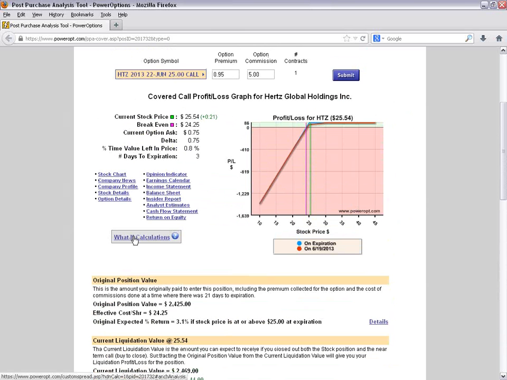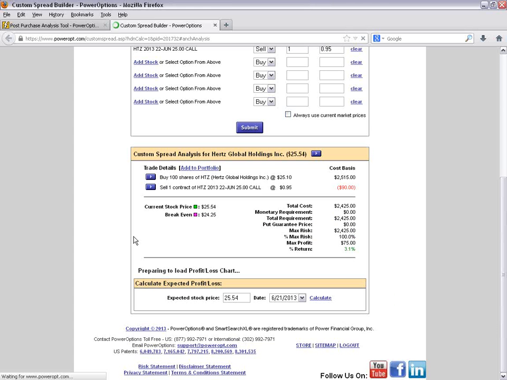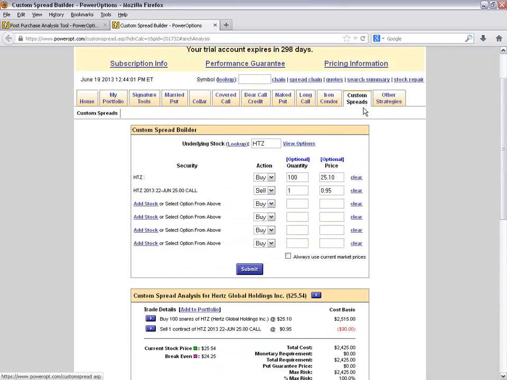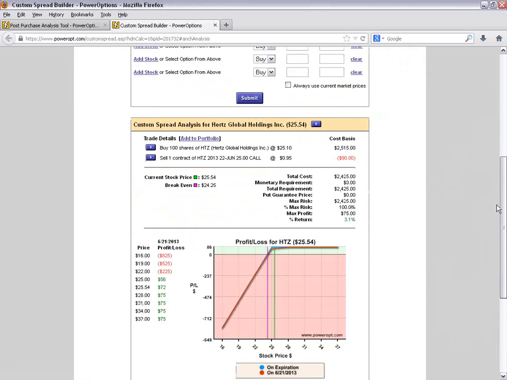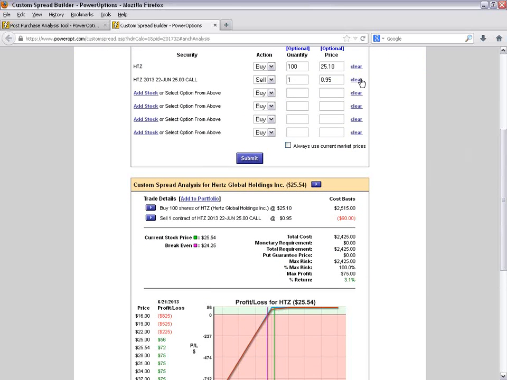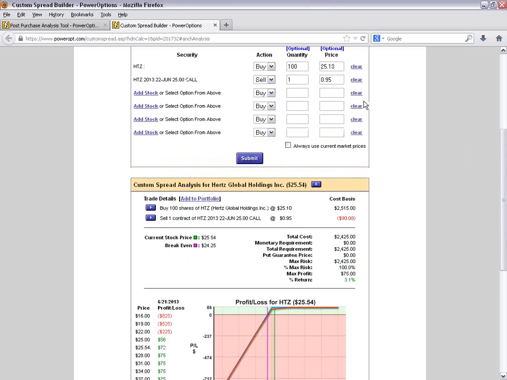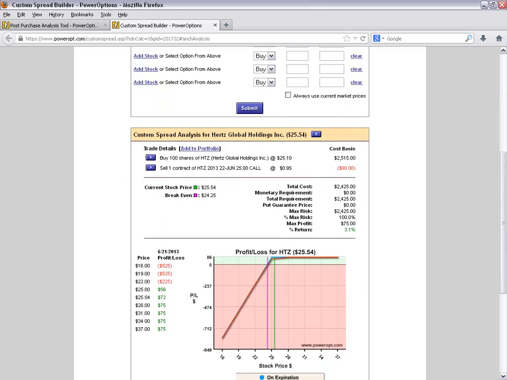Well, back here what I can do is the what if calculations. Let's go ahead and click on that. And what this does is it takes us to another tool on PowerOptions called the custom spread tool or the profit and loss chart. And it linked us over and it put in our exact position. So our stock at 25.10, short call at 95. Now, that's our original position price. You say, but wait a minute, I had commissions. Yes, you did. That's taken into account here. So your true cost basis was $25.15 for the stock, $90 for the call that you sold, because that $5 commission we entered for each side is being calculated. Max return, again, we saw that 3.1%.